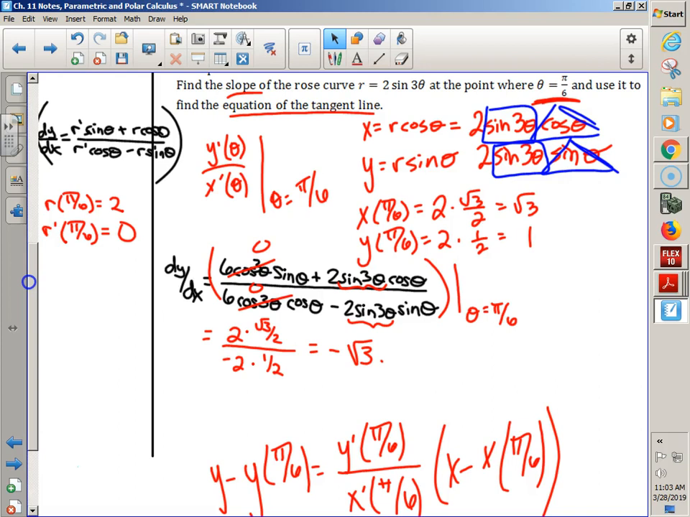Is it okay? So which one does look better?